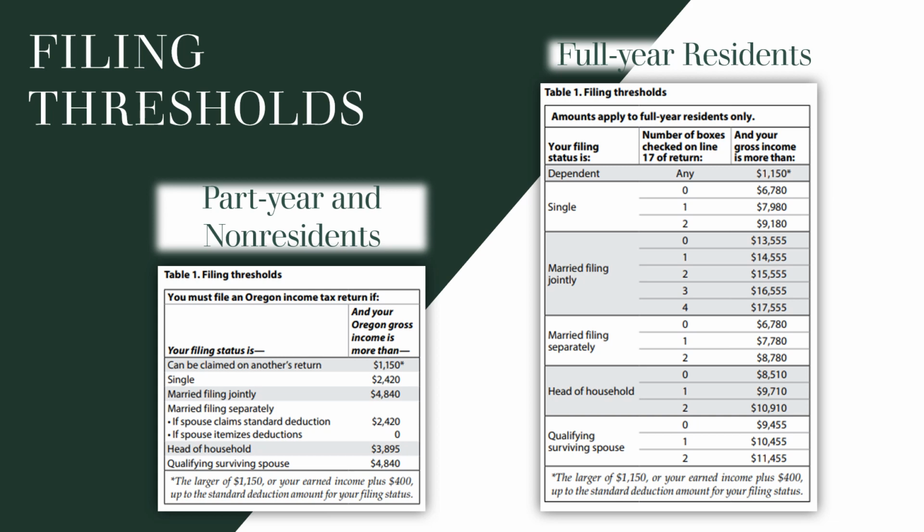One of the first things we will need to determine is whether our taxpayer is required to file a return for the state of Oregon. You will notice here that Oregon has much lower filing thresholds than the federal requirements. Thresholds are still based on the filing status, and the full year resident table is also dependent on the number of checked boxes on line 17 of the return. And these are exemptions, which we'll talk more about later. You might also notice that the filing threshold for part year and non-residents is even lower than for full year residents.